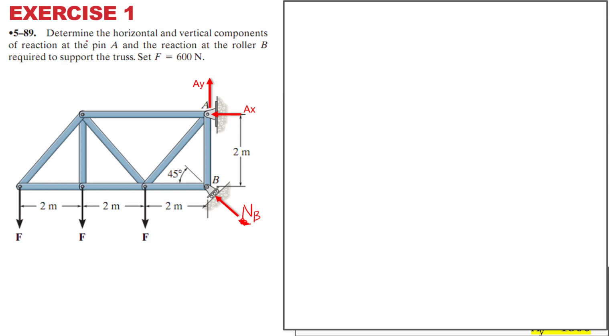Okay, let's look at, I think this is tutorial question kan? Okay, never mind. We do it here. Determine the horizontal and vertical components of the reaction at pin A. Pin A. And reaction at the roller B. B roller kan? So, let's say you are designing this structure.